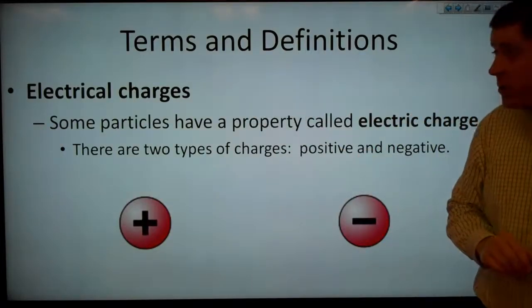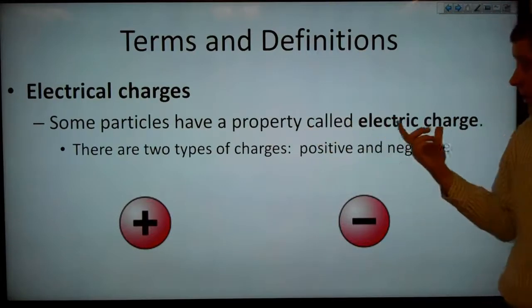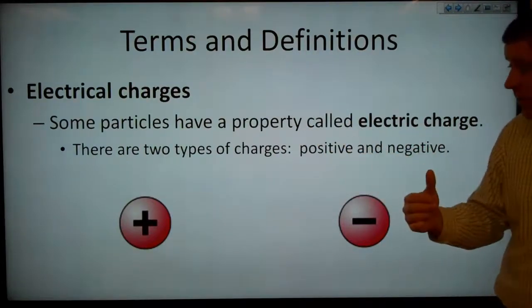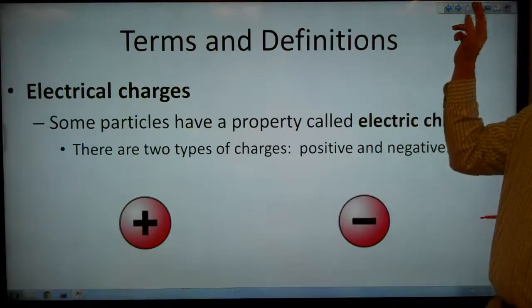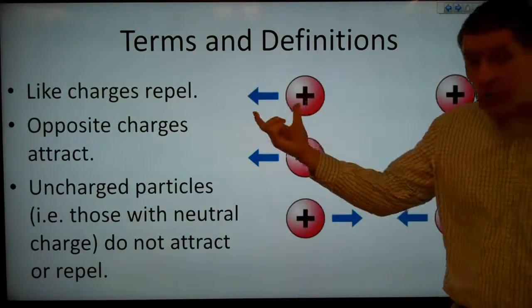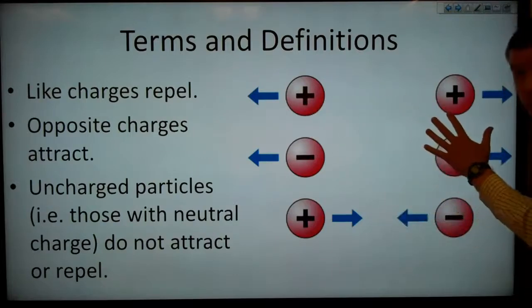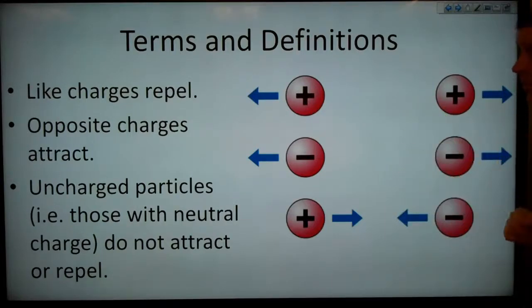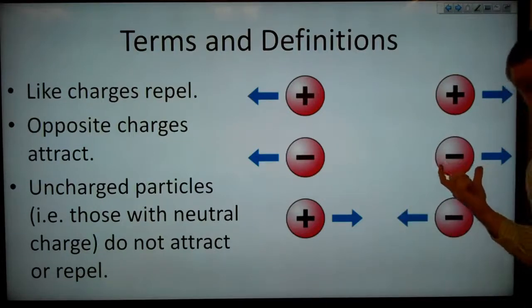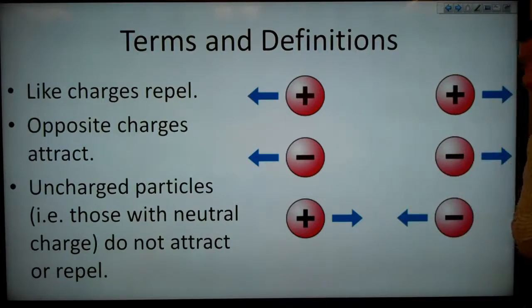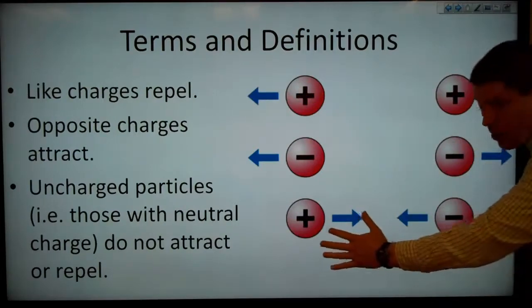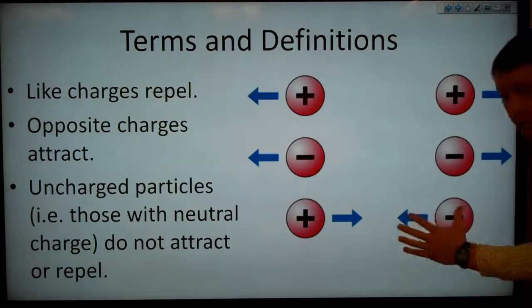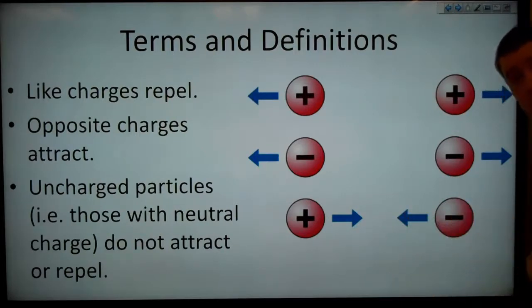So now let's talk about electrical charges. Some particles have a property called electric charge, and there are two types of charges, positive charges and negative charges, and they interact with one another. Like charges repel, which means if we have two positive charges, they're going to push away from each other. If we have two negatively charged particles, they will also push away from each other because those are like charges. Opposite charges attract, so if we have one positive charge and one negative charge, they will attract and they'll both tend to move towards each other.